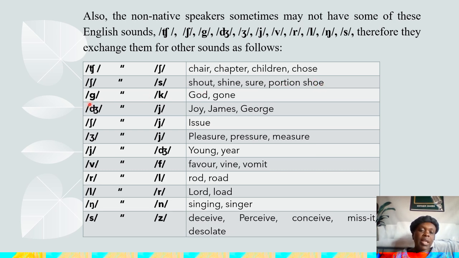Let's look at the next sound, g. People exchange it for k because they don't have the g sound. And they say cord instead of God. They say corn instead of gone.